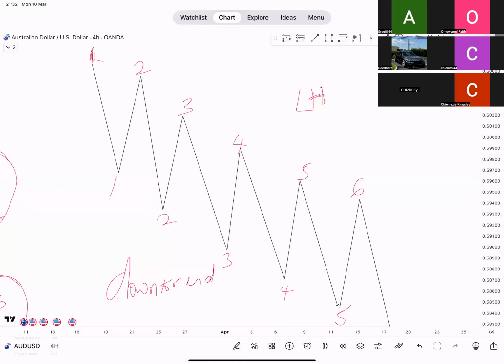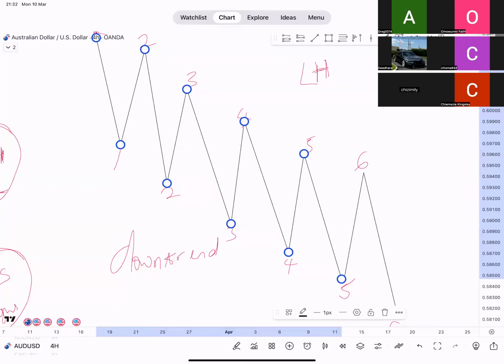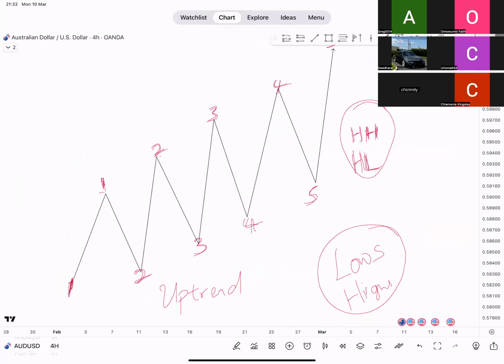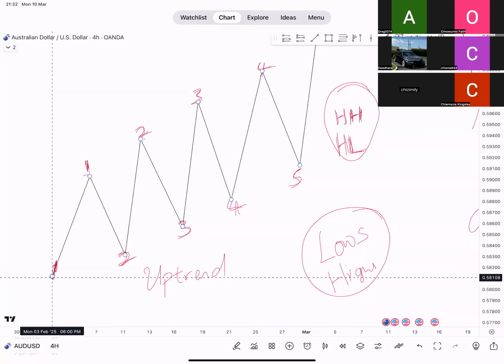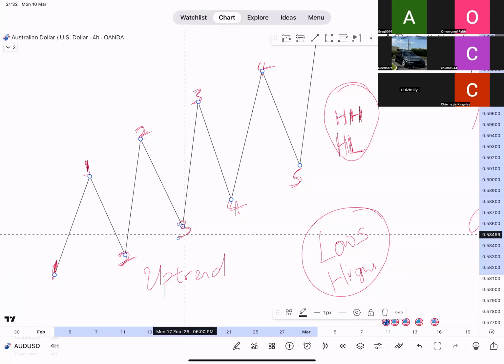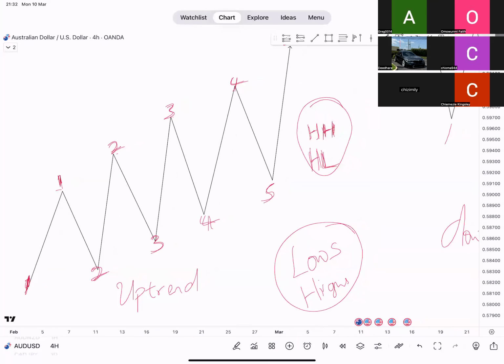Now, these are the lows. We have low 1, low 2, low 3, low 4, and low 5. Can you see that in the uptrend, low 2 was higher than low 1, low 3 higher than low 2, low 4 higher than low 3? That is why we said that an uptrend is made up of higher highs and higher lows. But in a downtrend, it's not the same thing.